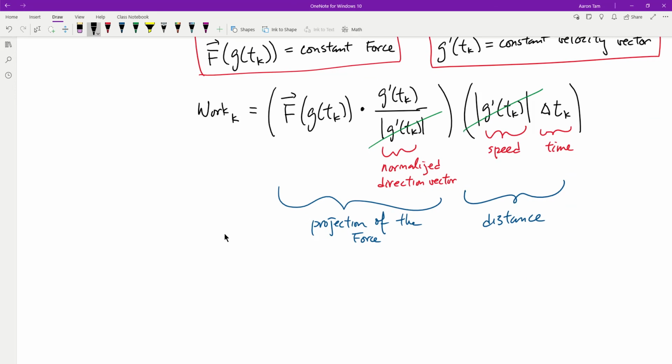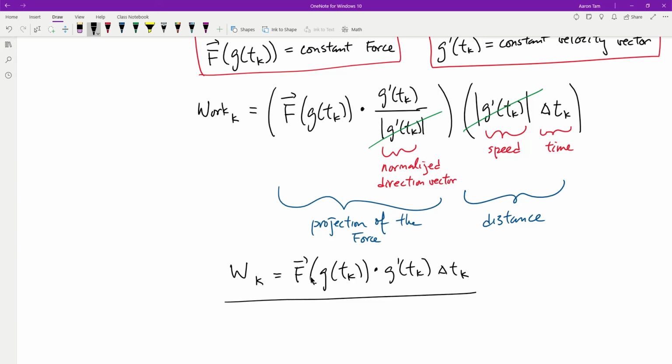And this gives us this expression: the work for sub k, or maybe I would write w sub k, is approximately equal to vector f of g of t sub k dot product g prime of t sub k delta t sub k. That gives us the amount of work. I'm going to say approximately equal to, because we assume quite a few things to calculate this. So that gives us the work between t sub k and t sub k plus 1.